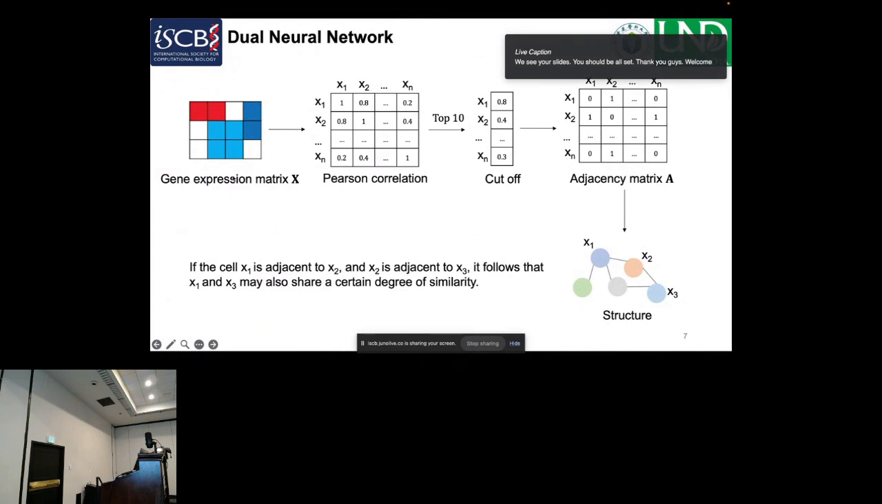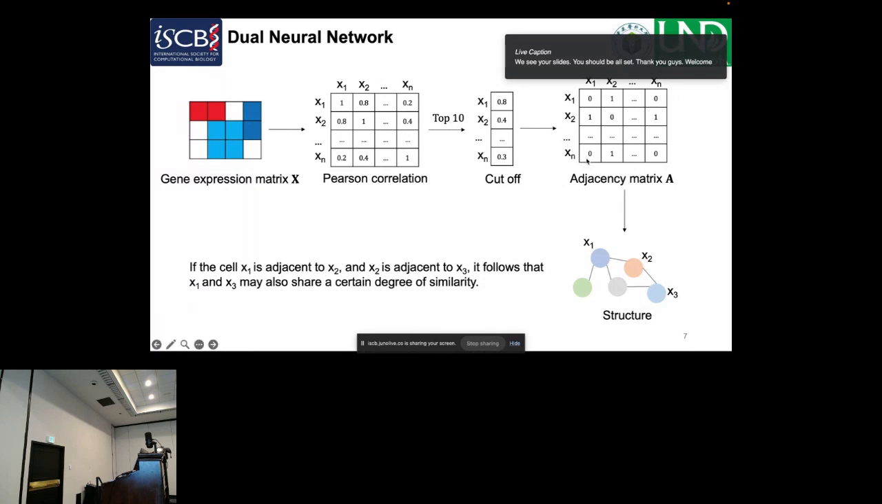So we begin with the gene expression profile as our input data. First, we calculate the Pearson correlation distance between each cell pair. And for each cell, we rank the correlations in each row to identify the k-th largest value as a cutoff. So here we set k equals 10 as a common baseline in single-cell analysis. And we plan to test different k values in a future version.